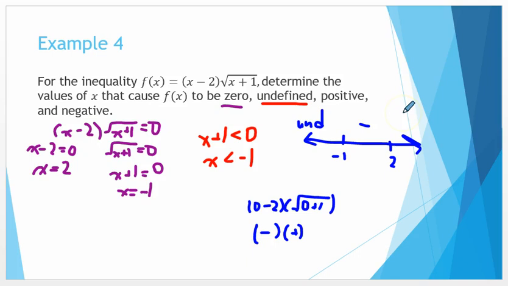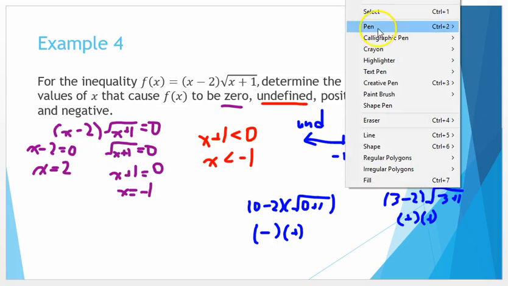And then if I plug in a number bigger, like 3, 3 minus 2 times the square root of 3 plus 1. 3 minus 2 is a positive number, and the square root of 3 plus 1 is a positive 2. Positive times a positive gives you a positive answer. So here I can say that this graph is 0 when x equals -1 or 2.